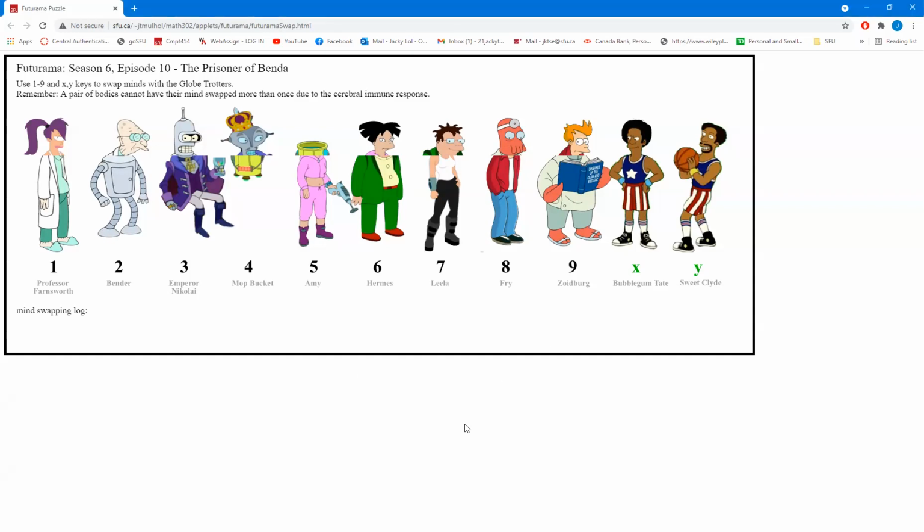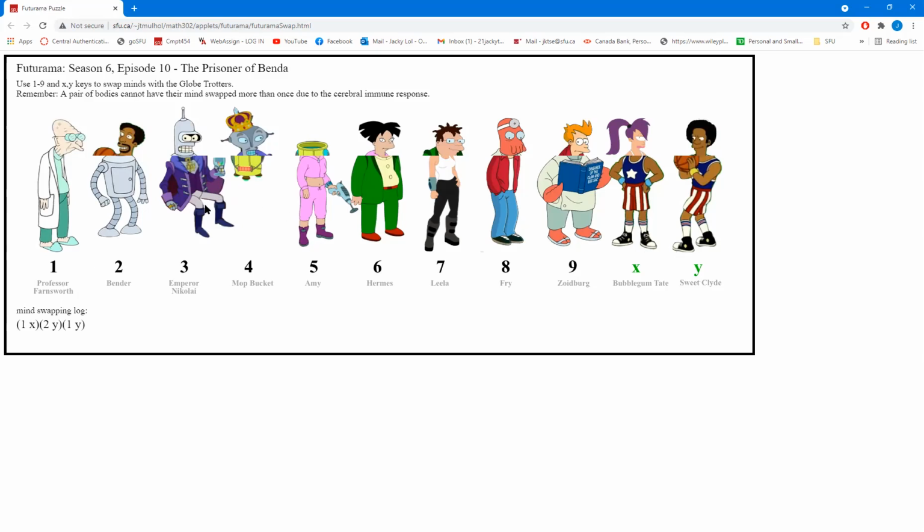So the first thing I thought was I'll swap Bubblegum Tate's head with Professor Farnsworth. So I did that. And then I noticed, I want to swap with what's on Bender, because Professor Farnsworth's head's on Bender. So I swapped Sweet Clyde's head with Bender. And then I noticed, oh, I can swap Sweet Clyde into Professor Farnsworth now, right? So I did exactly that. And then I continued doing the same thing.